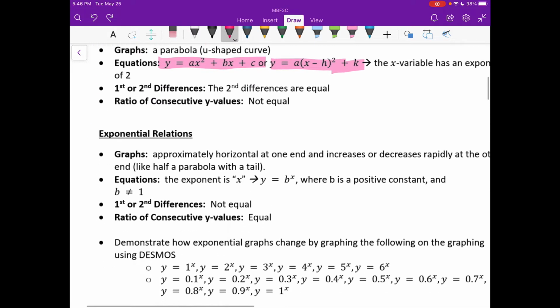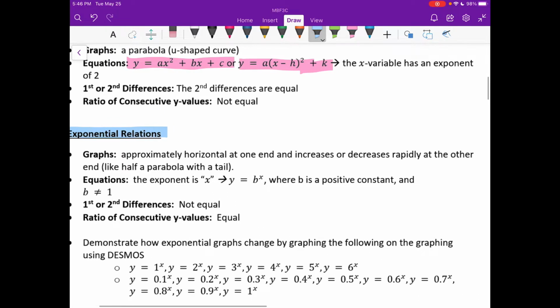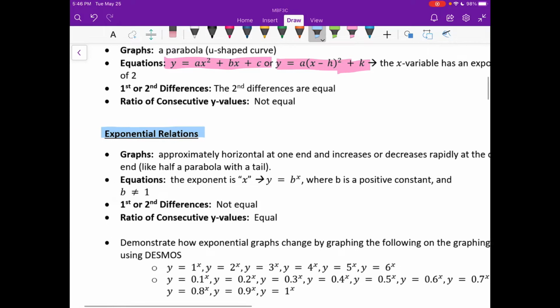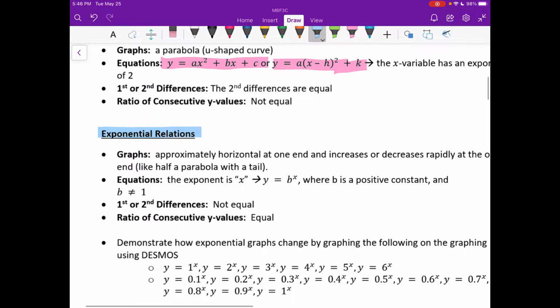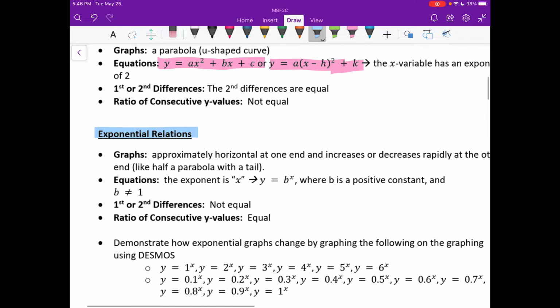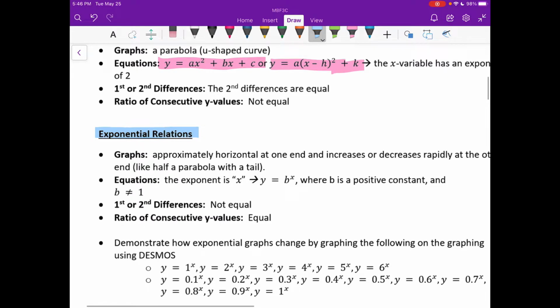Last but not least, this is the one we're going to be learning about today, and we call them exponential functions. The graph of these looks almost like a straight line at one end, with a very small increase, and then there's a rapid increase on the other end. It's kind of like half of a parabola with a tail. The exponent is x, so it looks something like y equals b to the power of x, where b is a positive constant and it's not equal to 1. We'll talk about how those work today. In this situation, the first and second differences are not equal, and you'll have something we call a ratio of consecutive y values. We'll talk about how that works.